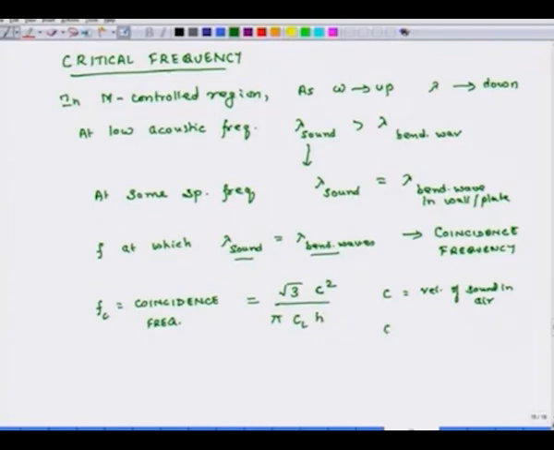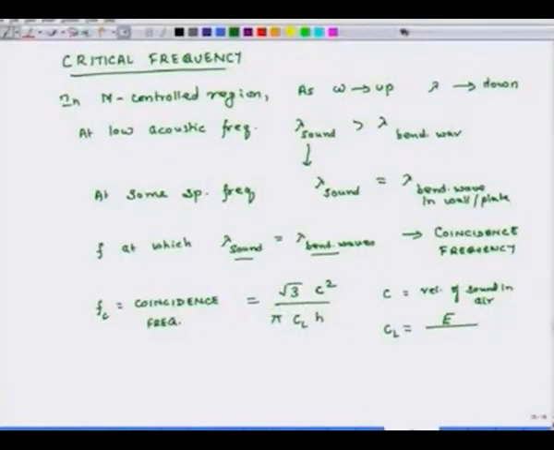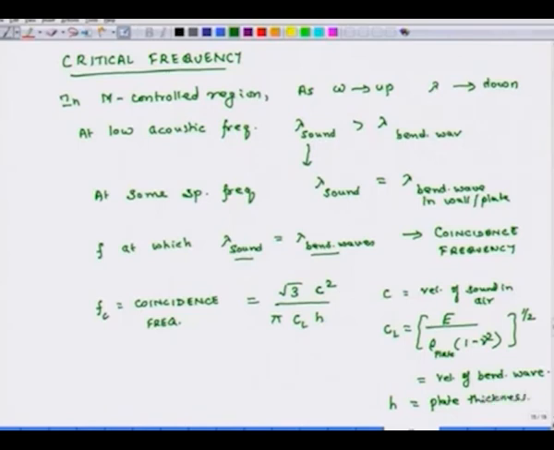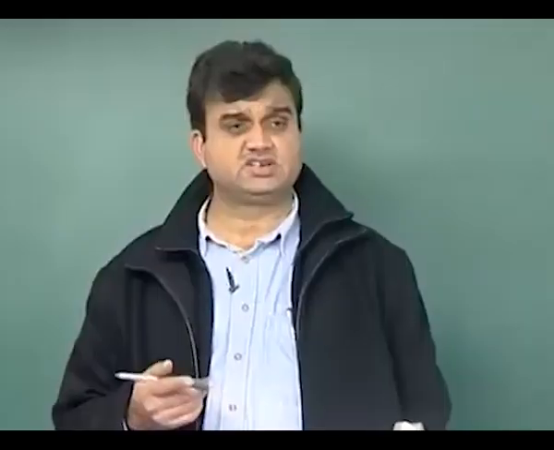Here C_L is the velocity of bending wave. So, you have two velocities: one is the velocity of sound in air, and the other is the velocity of the bending wave in the solid or the plate. C_L, the velocity of bending wave in a plate, is equal to E, the Young's modulus, divided by rho of plate times 1 minus the square of Poisson's ratio, and then I take the whole thing and take its square root. And finally, h is equal to the plate thickness. So, using this relation, you can figure out the coincidence frequency for a plate.